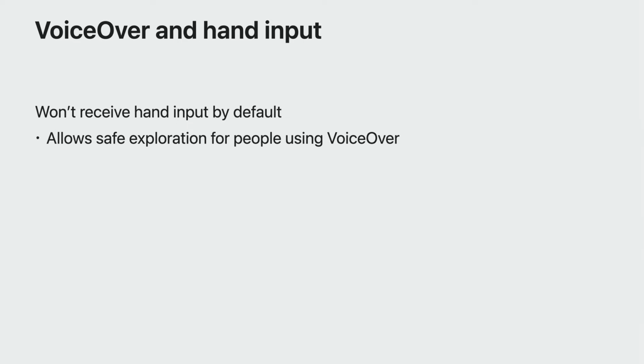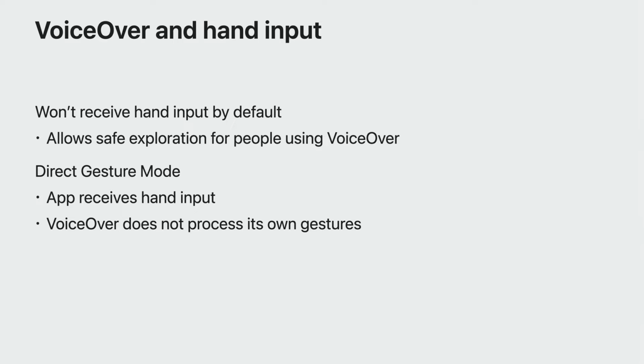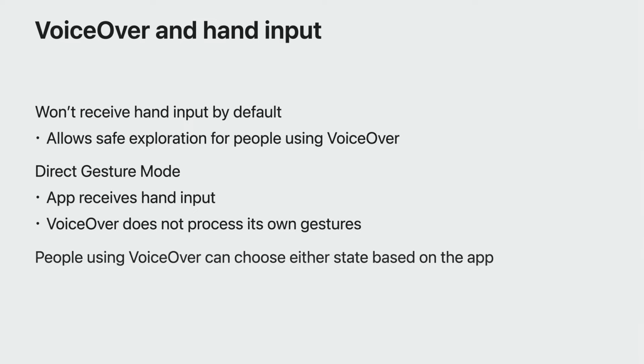That's because when VoiceOver is enabled, your app won't receive hand input by default. This is to ensure that your app won't inadvertently perform an action while someone is performing VoiceOver gestures, enabling them to explore safely. On this platform, VoiceOver includes a new direct gesture mode. And when it's enabled, VoiceOver won't process its standard gestures, and instead allows your app to directly process hand input. People can choose to run your app both in direct gesture mode and in VoiceOver's default interaction mode. And there are accessibility considerations to keep in mind in each case.